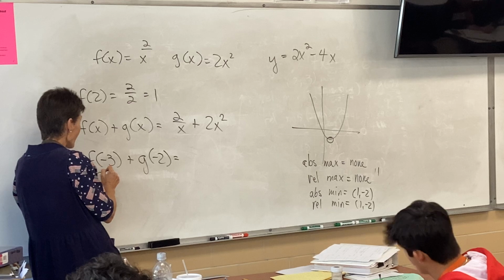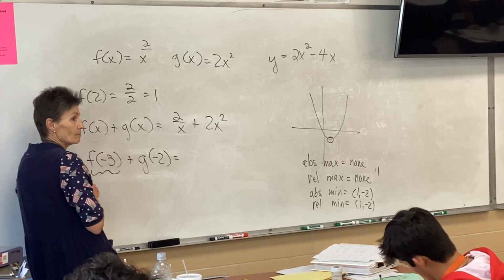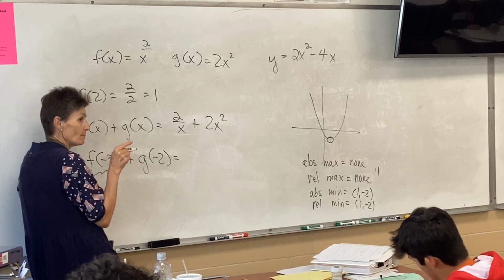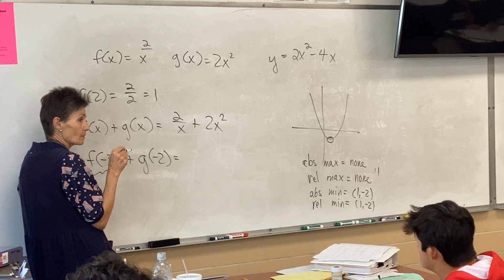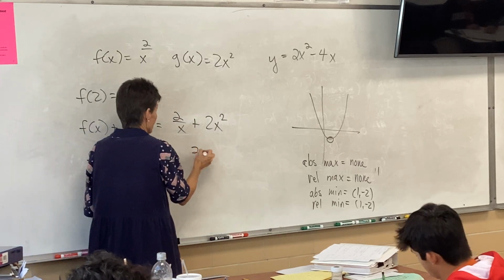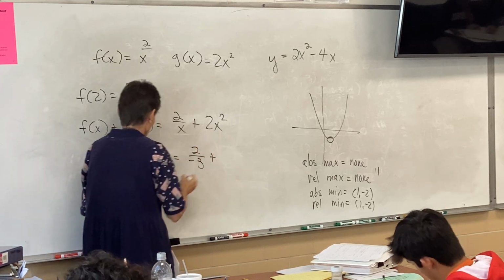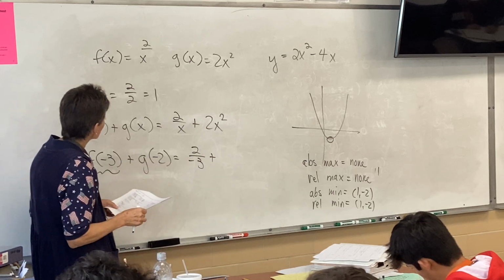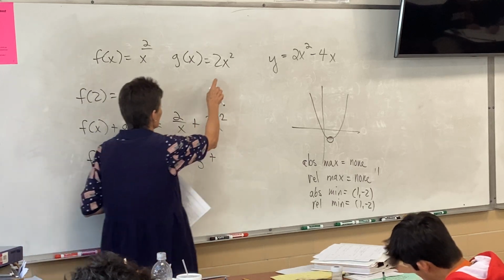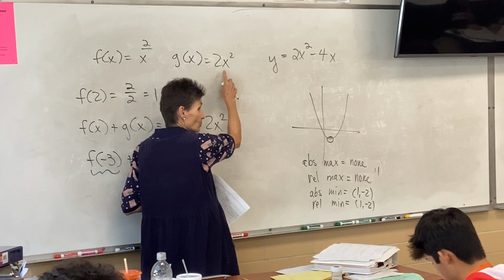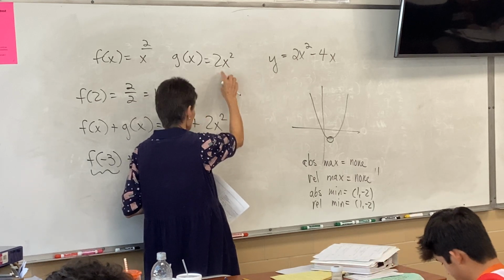All right, what's f of negative 3? Dana? Negative 2 thirds. What's f of negative 3? Negative 2/3. And then now I need g of negative 2. Now be careful here. This is negative 2 squared, which is 4 times 2, so that's 8.